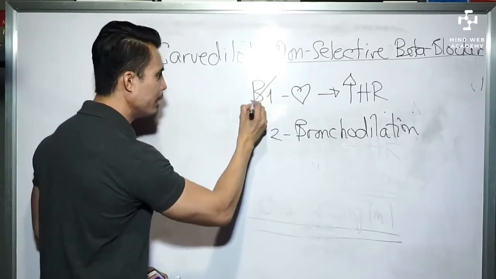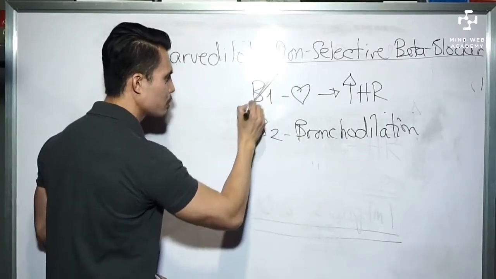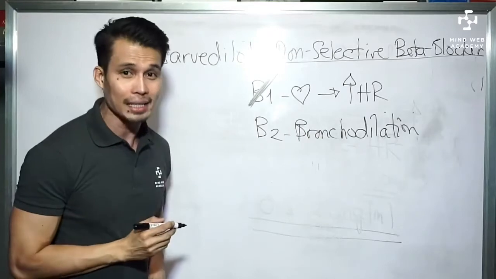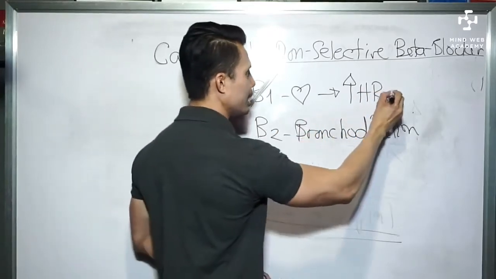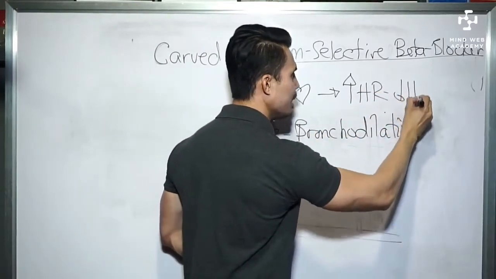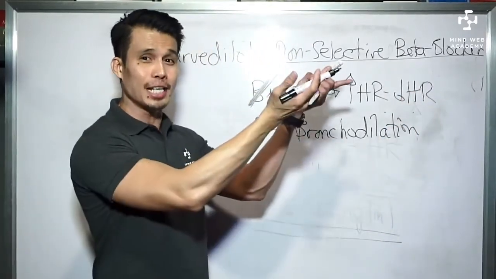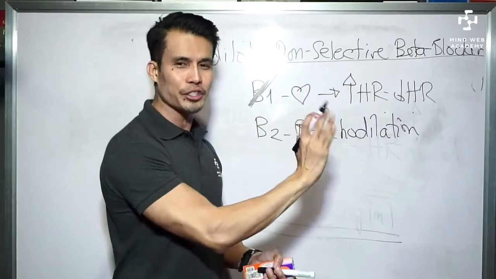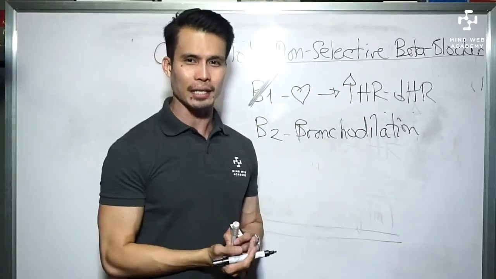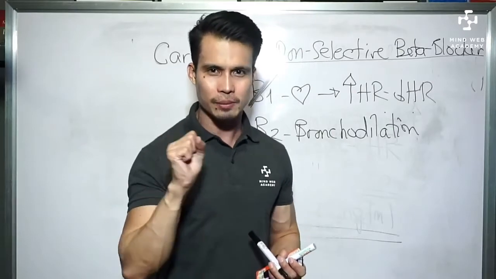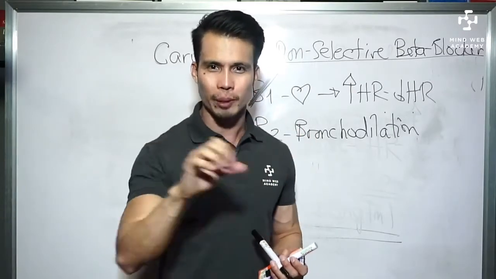Blocking of beta 1, nurses, if I block this one, let's do the mind mapping. If I block the beta 1 receptor site, can it decrease the heart rate? Yes. Because when it is stimulated, the heart rate increases. If we block it, the heart rate will decrease. It's just the opposite. Am I correct? If I decrease the heart rate, nurses, the heartbeat becomes slow.